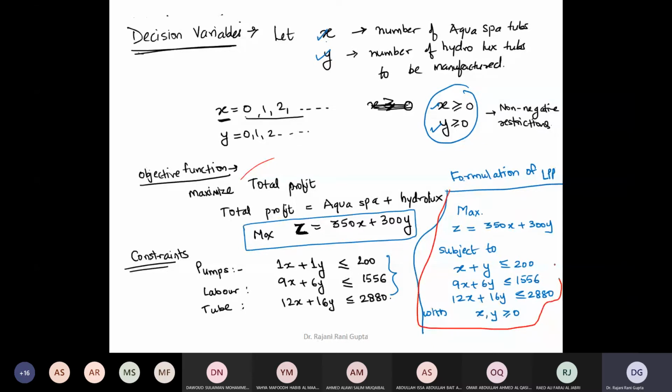The thing is that our question is not solved. We want to know how many aqua spa tubs or hydrolux tubs should be purchased. So we need to find the values of x and y. To find this x and y, we need to find the solution of this linear programming problem. There are several ways of finding the solution. The very easiest way is the graphical way. That is what we are going to begin with.